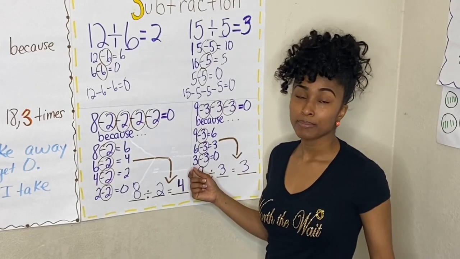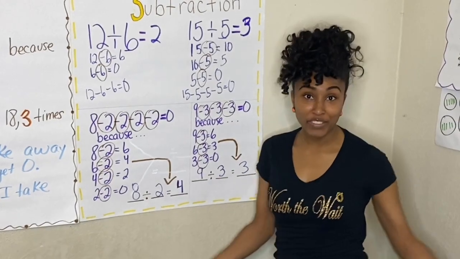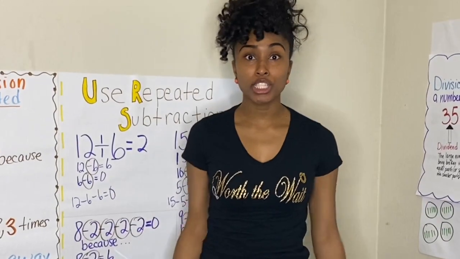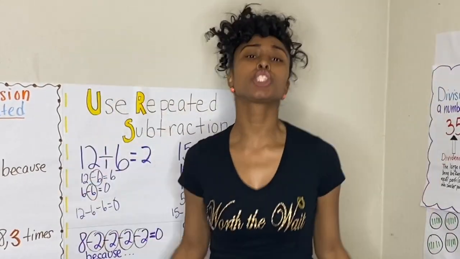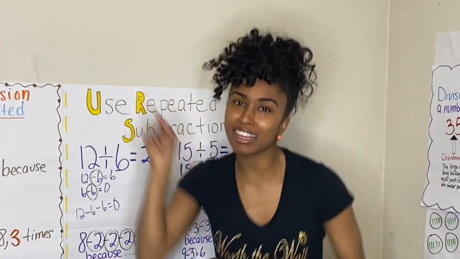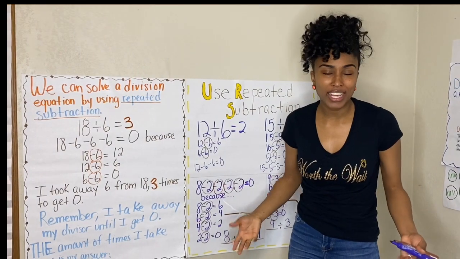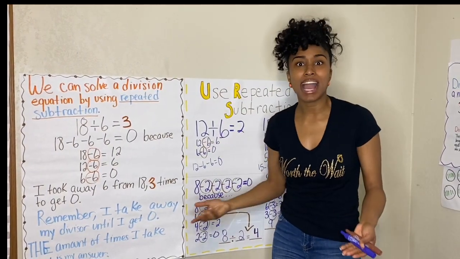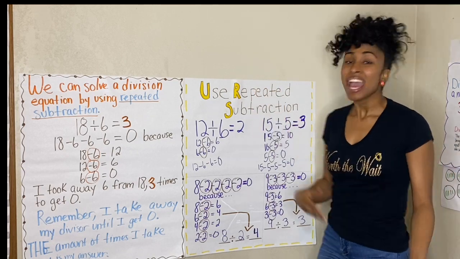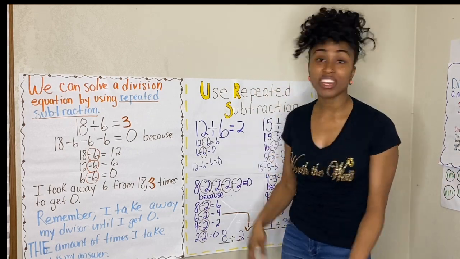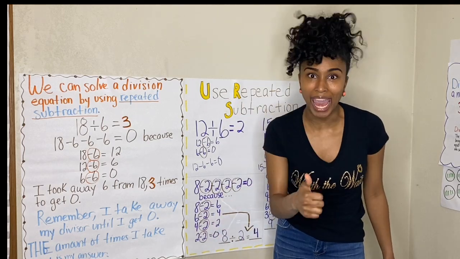All right, friends. So, you just learned another strategy. You just got super smart. Yes, you got even smarter. Not only do you know that division is equal sharing, but now you also know another strategy, which is repeated subtraction. If you need more practice, watch the video over again before you do your exit ticket so that you can get an A. Okay?